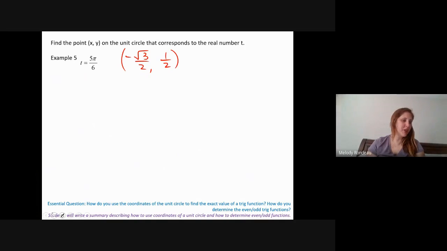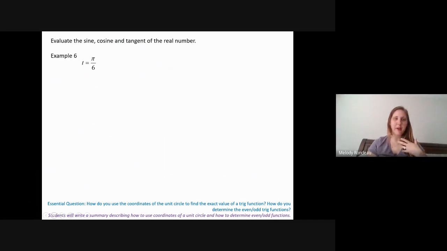Fantastic. All right, then we're going to change directions a little bit, going back to the trig functions. Evaluate sine, cosine, and tangent of the real number π/6. So this one, again, just a reminder that we can use the unit circle to help us out. You can draw it if you want and build your triangle. We would divide pi into 6 pieces, and π/6 is the first one.